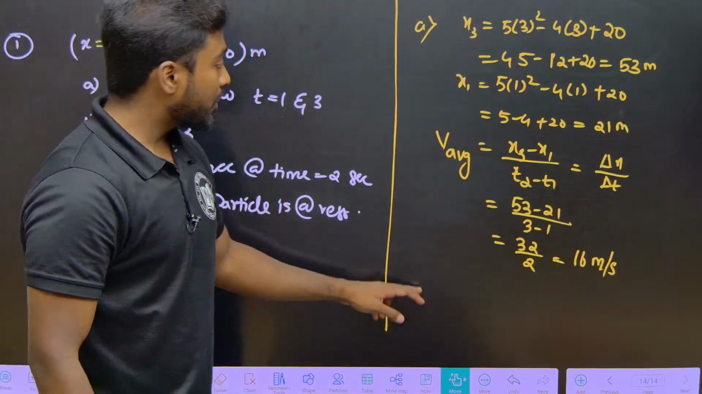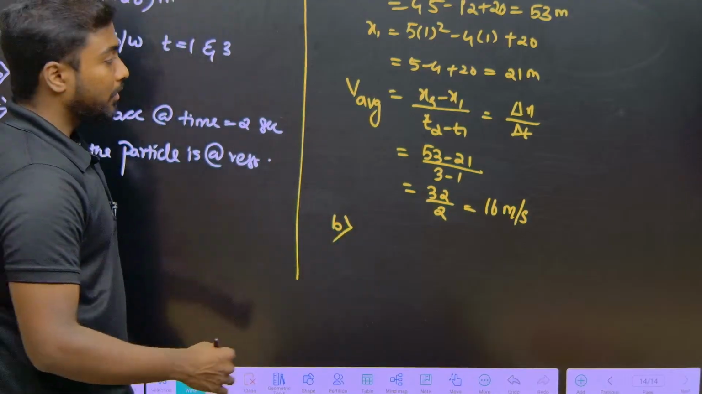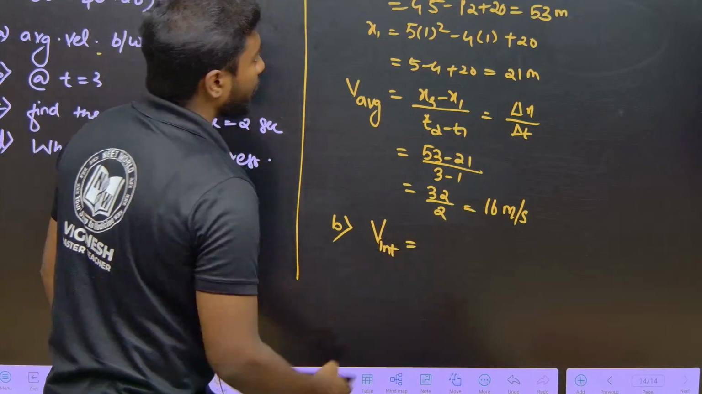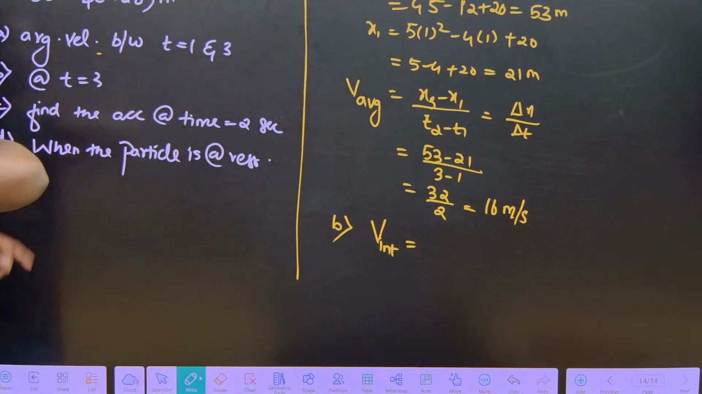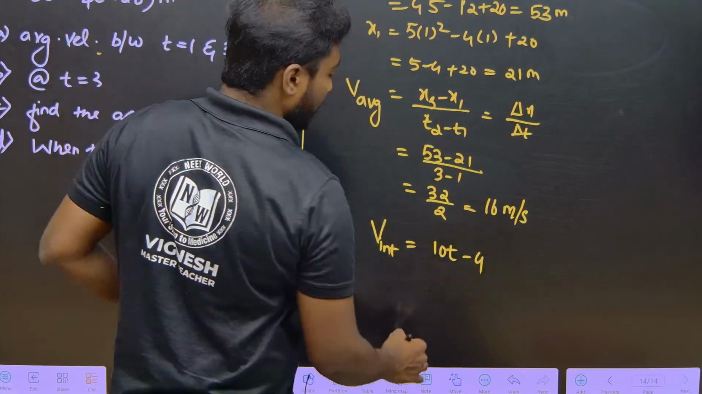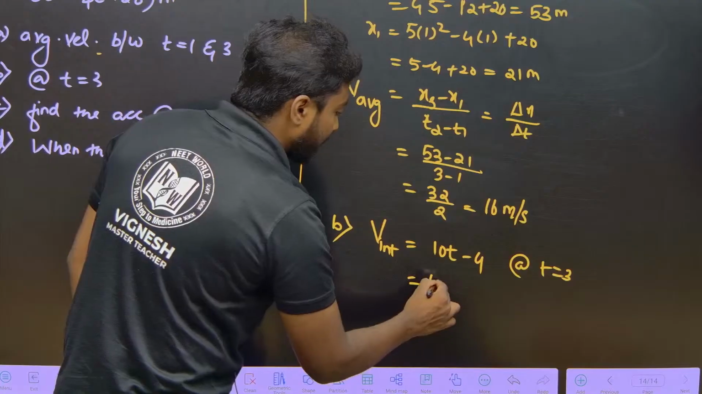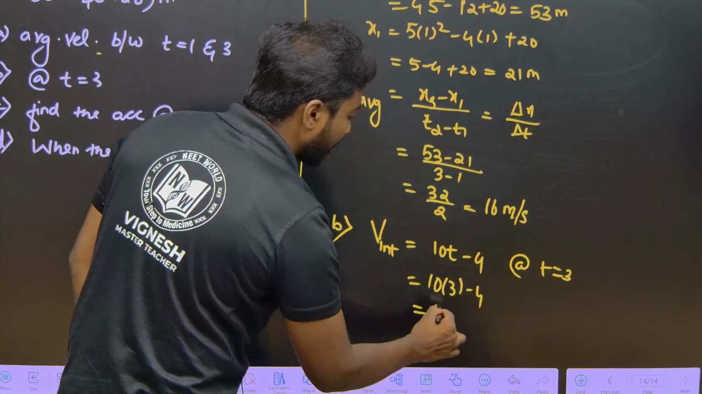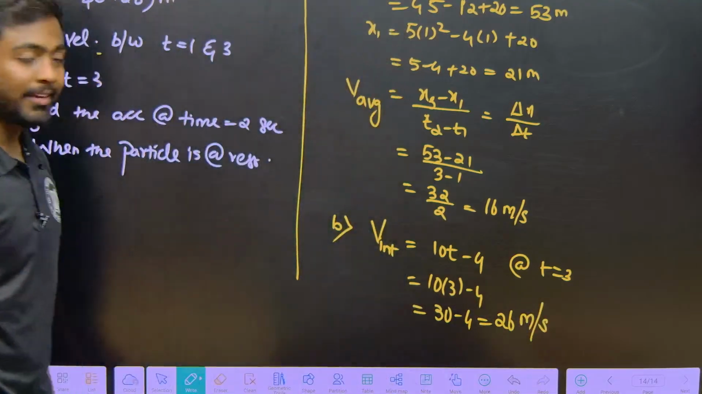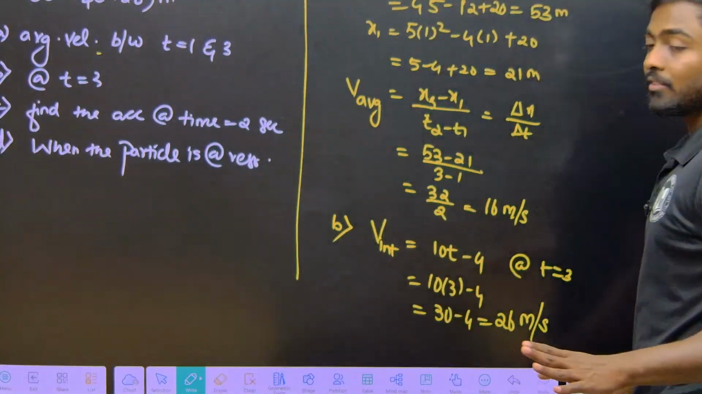What about the instantaneous velocity, the answer for the second one? V instantaneous should be equal to... I need to differentiate that equation. What is the differentiation of that equation? 10t minus 4, at t equals 3. So 10 into 3 minus 4, which is 30 minus 4, 26 meter per second. This is the answer for the second question. First question answer is 16 meter per second, second one is 26 meter per second.